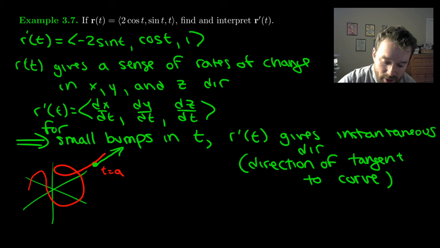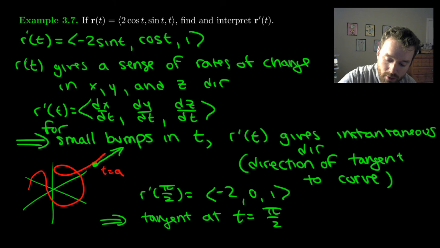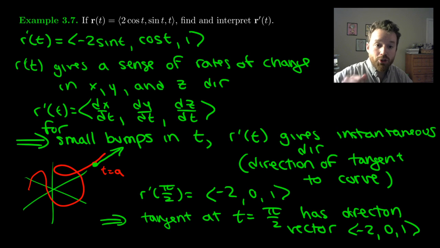And so, I mean, if you wanted to actually plug in some points, we could look at r prime of pi over 2, for example, which is negative 2, 0, and 1. And so that implies that the tangent line at t equals pi over 2 has direction vector negative 2, 0, and 1. That's because a small change in t yields a relative change of negative 2 times that small change for x, a change of 0 in the y direction, and a change of 1 in the z direction.